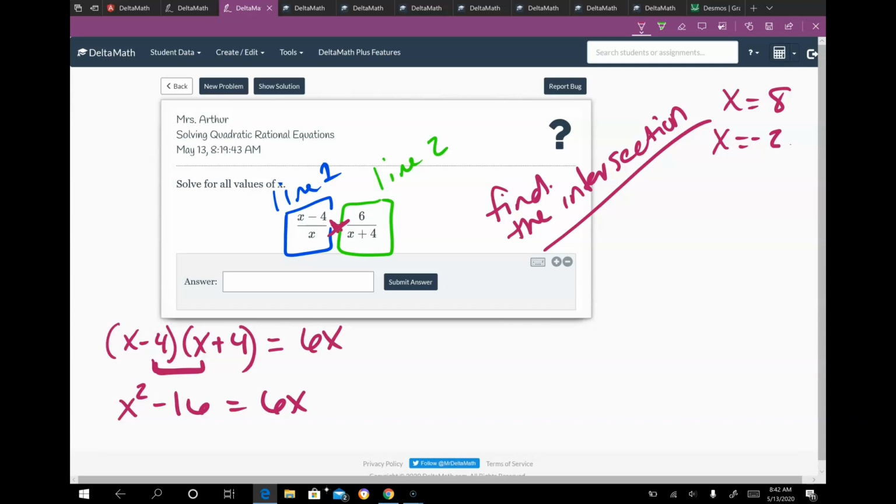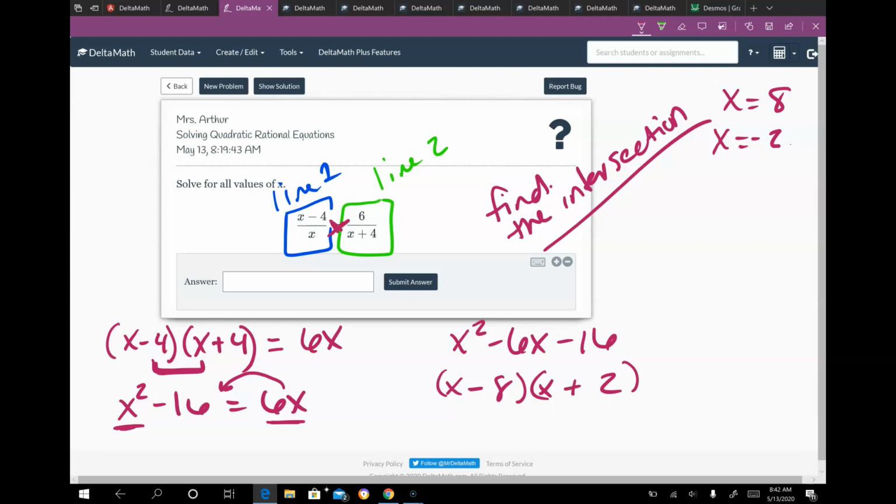I told you in a previous video, if you have your quadratic term and your linear term, you're going to need to set it equal to 0 and factor. So I'm going to move positive 6x over, and it's going to make it a negative 6x. So now I have x squared minus 6x minus 16. You can use Desmos to factor this, but I know that it's 8 and 2, because 8 times 2 is 16, and 8 minus 2 is 6. So I need the 8 to be negative and the 2 to be positive.